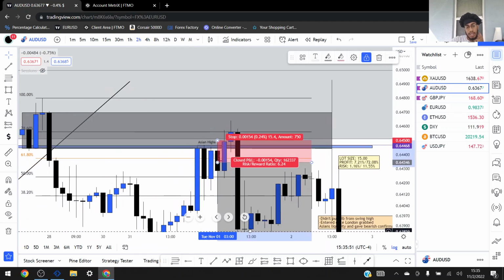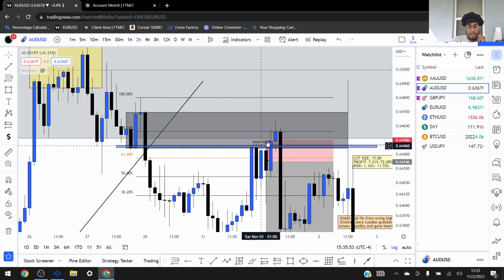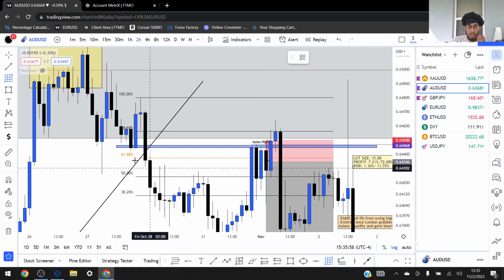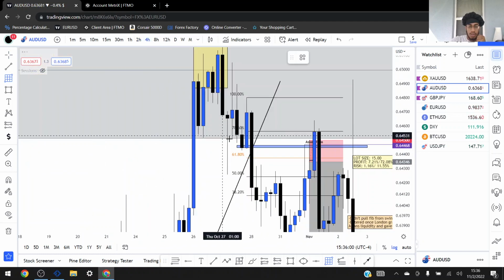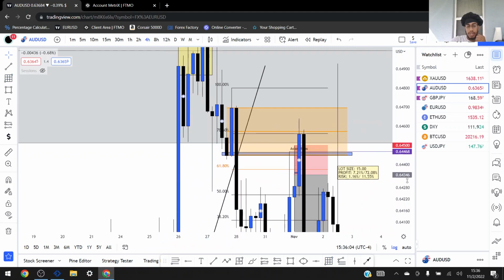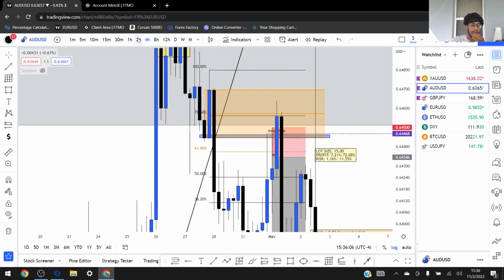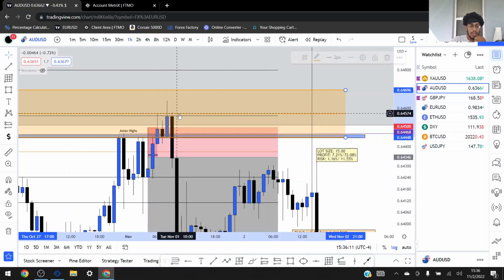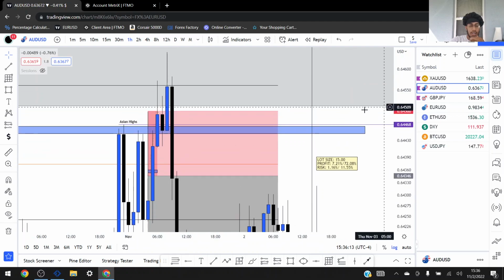So like a supply zone right here, came up, found rejection, and didn't even break. So usually, let me see, usually you like to use this one. So I found this order block in the 4 hour, and didn't even, I'm tripping. That's not what I entered. I entered right here. So boom.